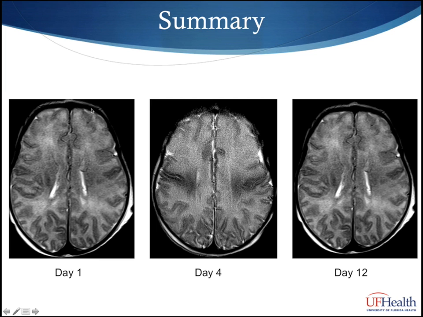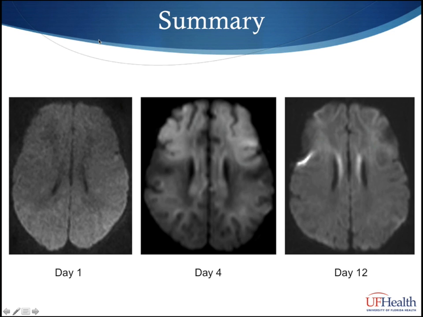On T2 weighted imaging, we can start to see some abnormality by day 1, particularly in the frontal lobes. The white matter signal is slightly increased with some blurring of the gray-white junction. By day 4, this is more evident with near effacement of the gray-white junction in multiple areas of the frontal lobes. By day 12, the findings have started to progress to that of white matter volume loss and leukomalacia.